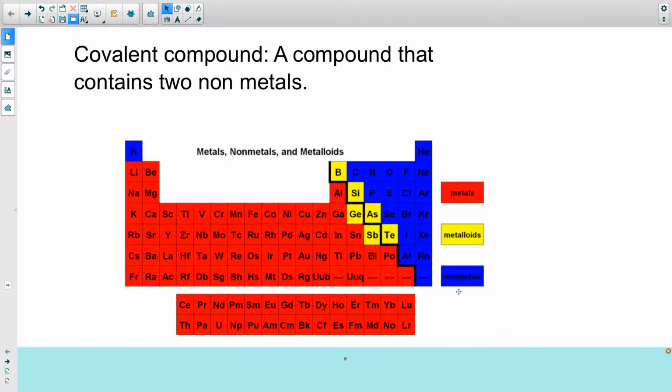On the periodic table, all of these elements that are red are metals, and all of the blue ones are nonmetals. Pretty simple. And then we have some that are in between, we call metalloids. Those can kind of go in either direction. Sometimes they behave like metals, sometimes they behave like nonmetals. Okay, so when we have a covalent compound, we have two of these nonmetals bonding together.